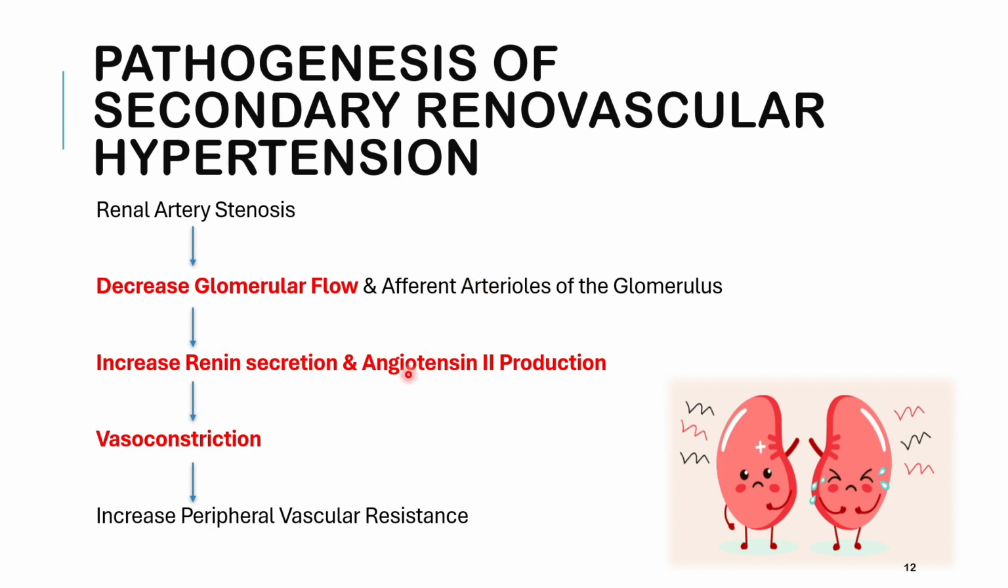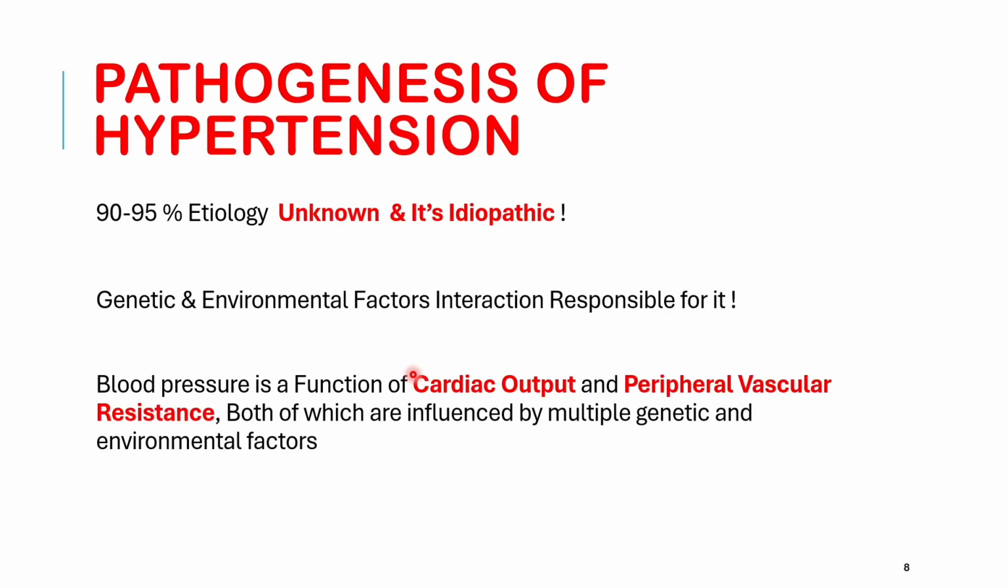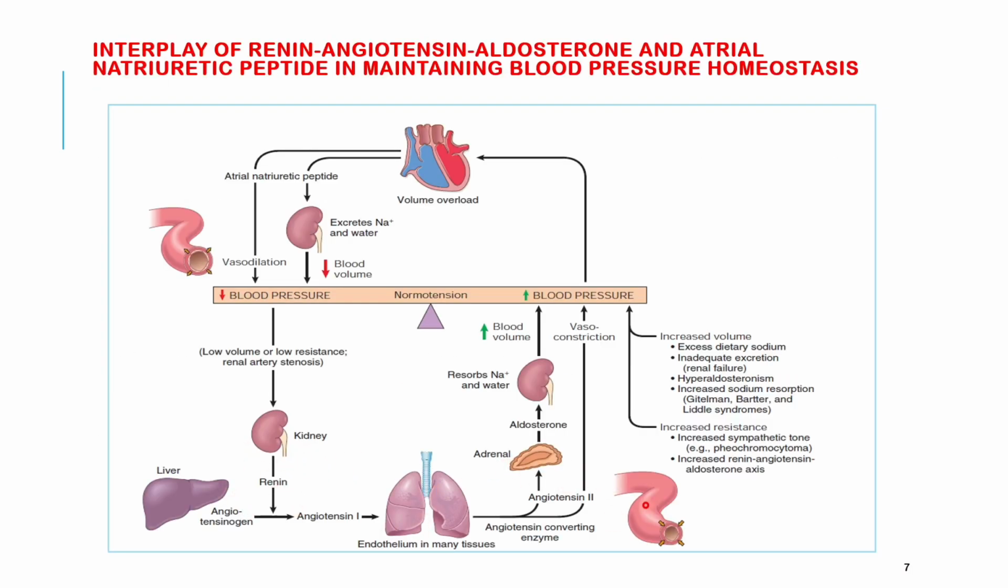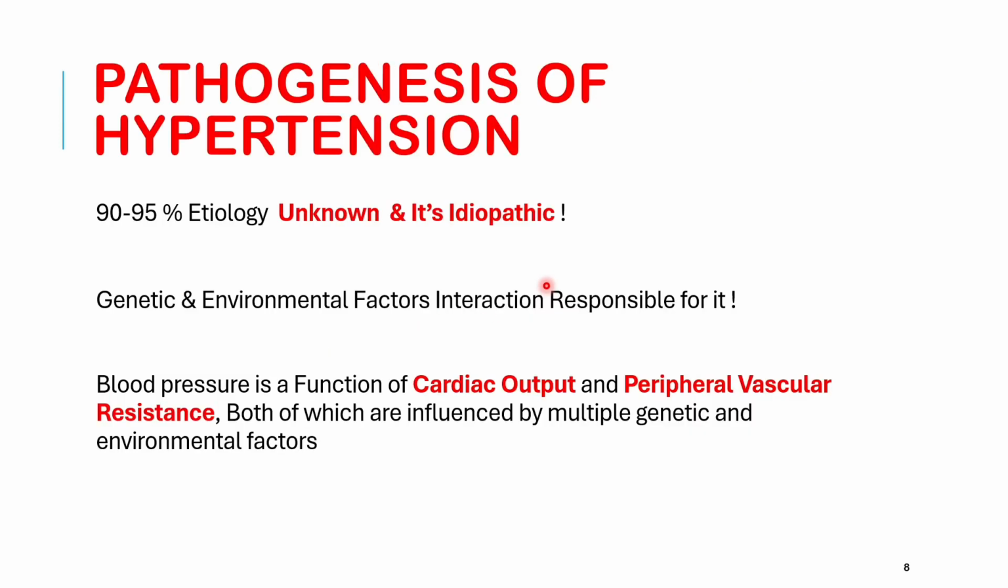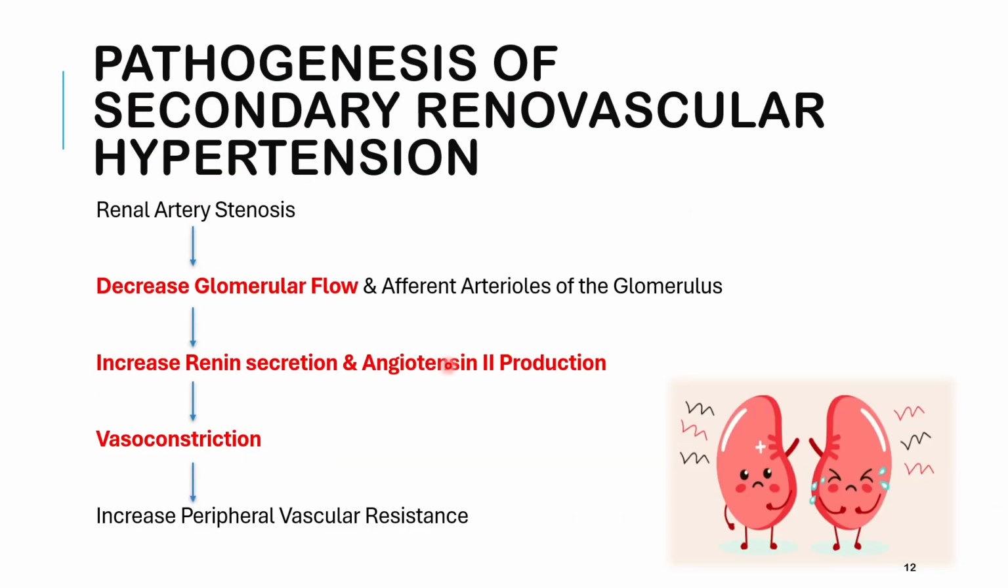Because of more renin secretion, you have more angiotensin 2 production, right? You have more angiotensin 2 production, which will ultimately lead to aldosterone production, sodium and water reabsorption, increased blood volume, and high blood pressure, right?